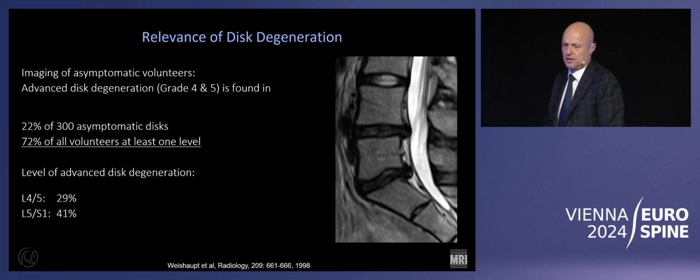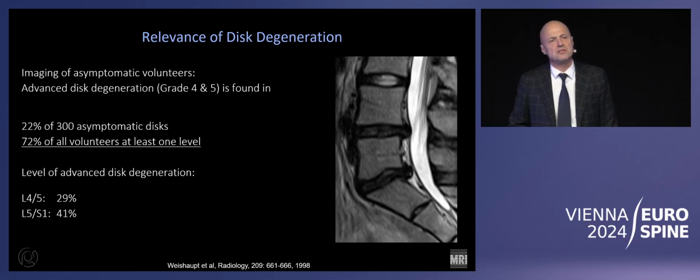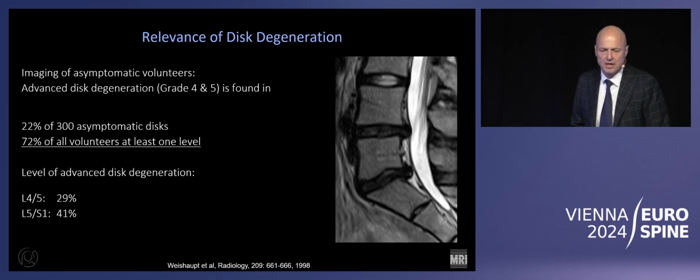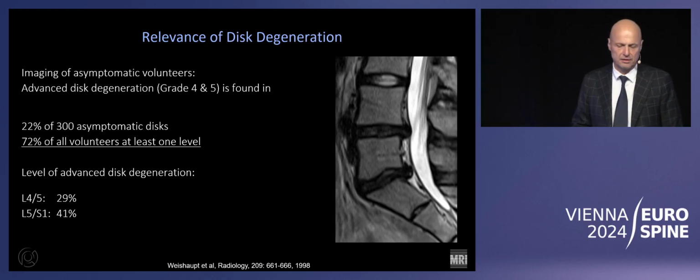Relevance of that disc degeneration. You all know that very well. This is from an old paper that we also did looking at asymptomatic spines. We could see that roughly 2/3 of volunteers without any problems have advanced disc degeneration, grade 4 and grade 5.